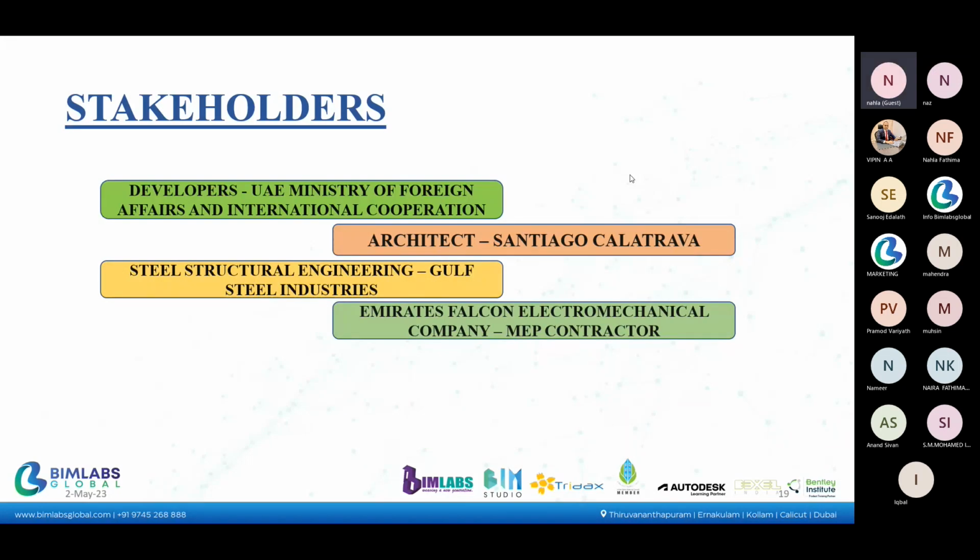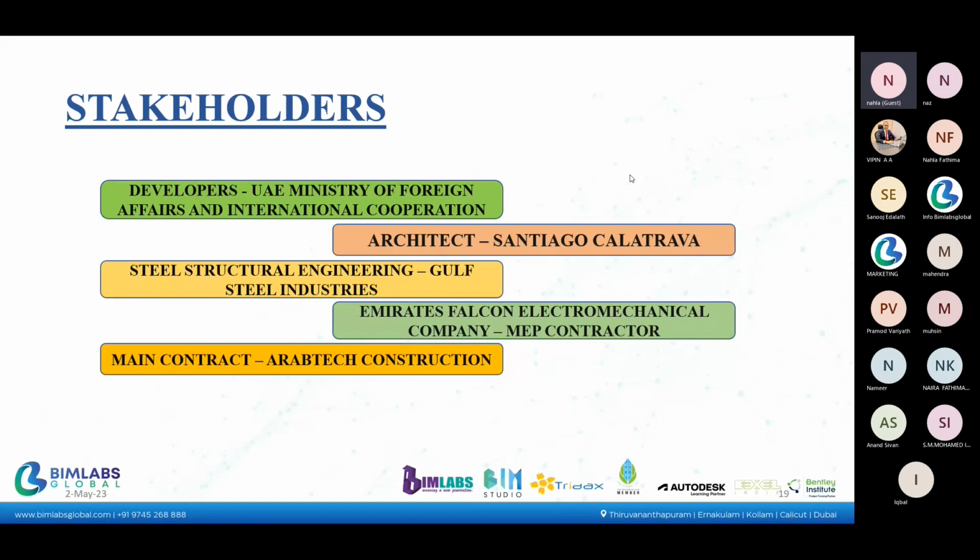With this, the design and analysis stage is almost over. After this design analysis stage comes the construction stage, that is the construction project managers, site supervisors and so on. The main contractors of the project were Arabtech Construction. So Arabtech Construction were the main contractors.